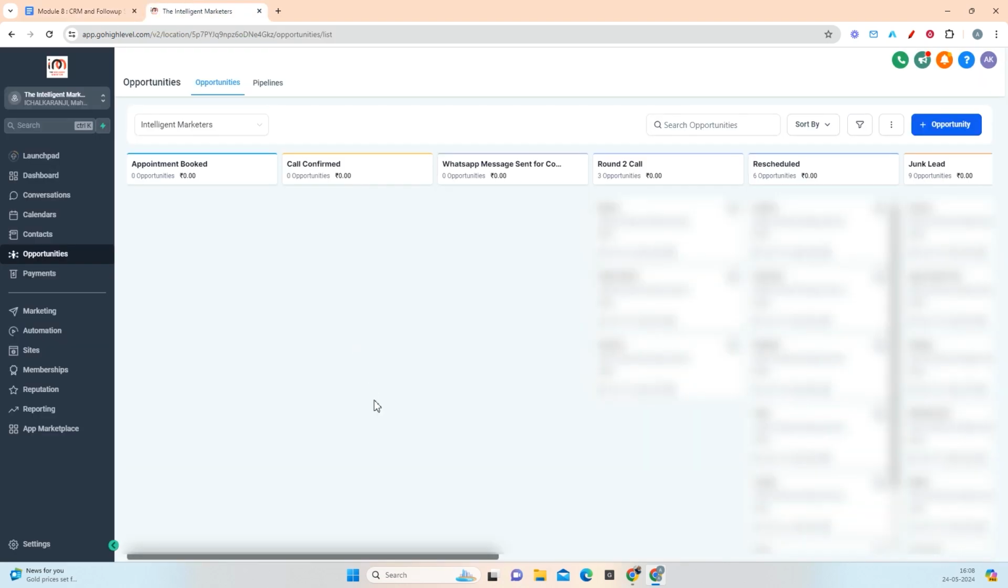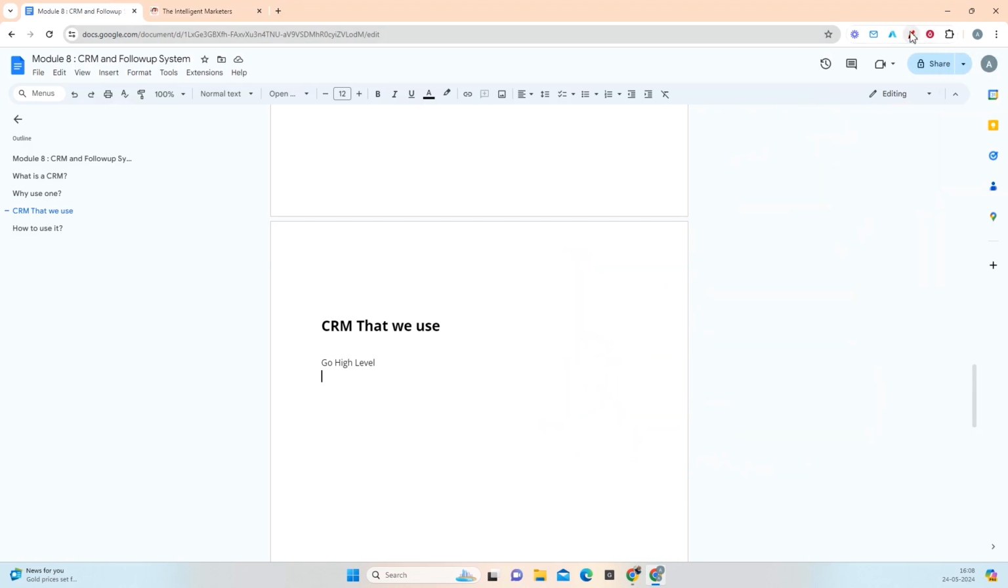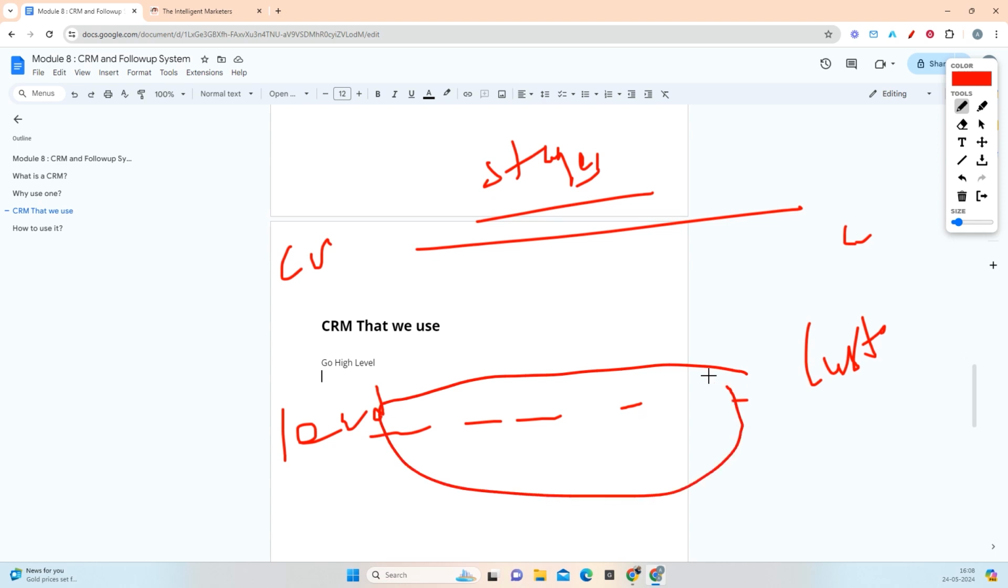So let me talk a little bit about the pipeline. What does the word pipeline mean? The pipeline in short means stages, right? What are the stages in which the customer comes into your business and becomes a customer? For example, first someone becomes a lead and in the end he becomes a customer. Whatever stages are in between, we call them the pipeline.